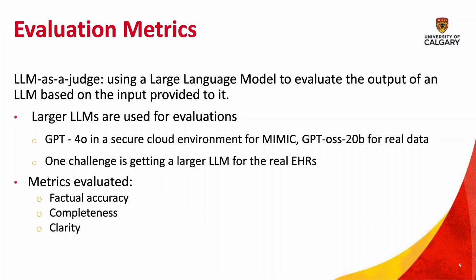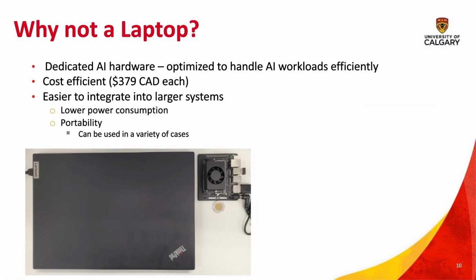As I mentioned previously, we used LLM as a judge to evaluate the quality of the outputs. And so the way the LLM as a judge works is that you use an LLM to judge whether or not an output summary meets the criteria required from it. And so we used a lot larger LLM, and we evaluated the metrics of factual accuracy, completeness, and clarity to ensure that nothing was made up between the process of the health record itself and then summarizing that health record.